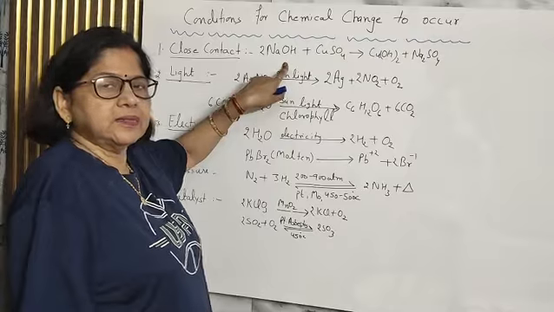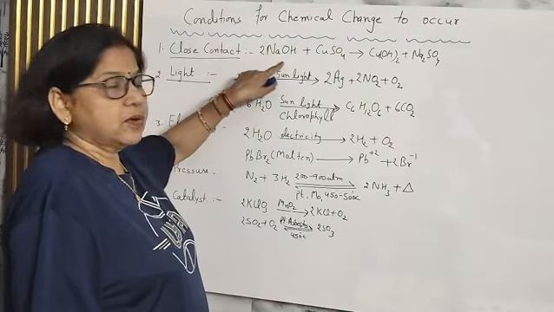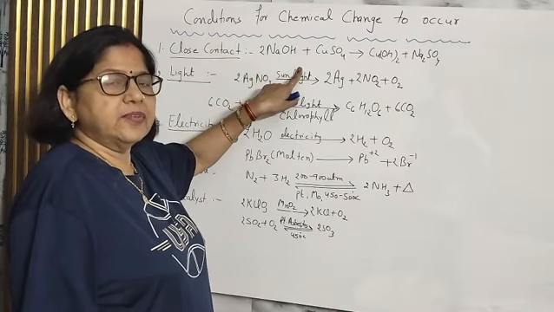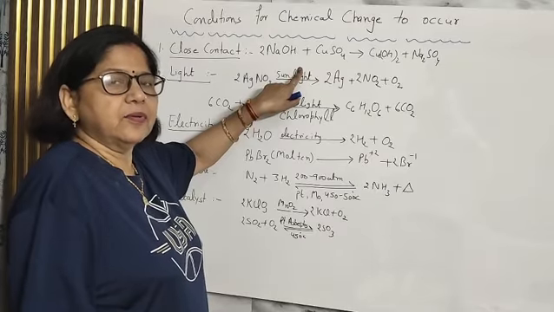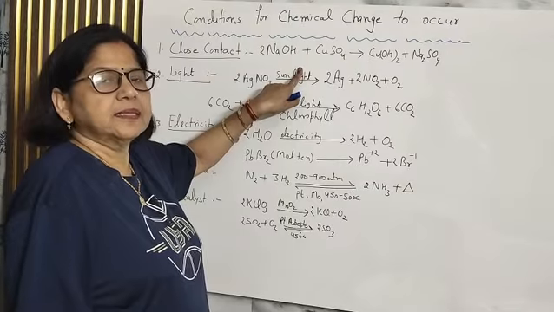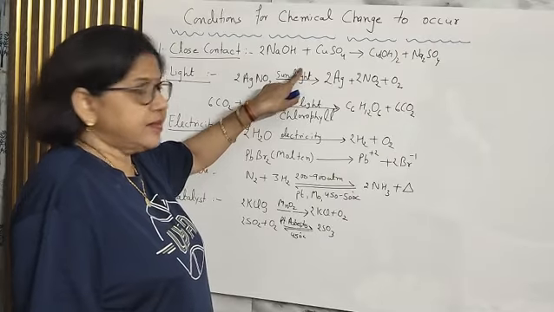So what is required for a chemical reaction to take place? Number one is close contact. Reactants should be kept together, then only can we think that the reaction may take place.